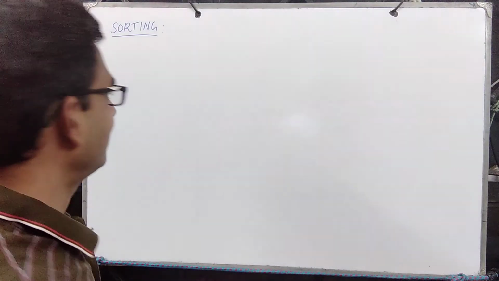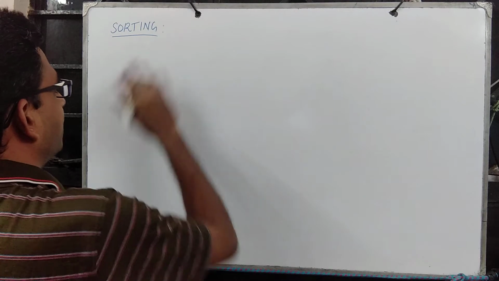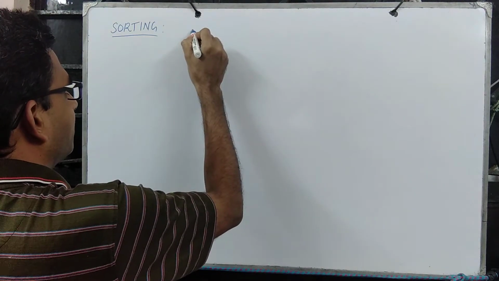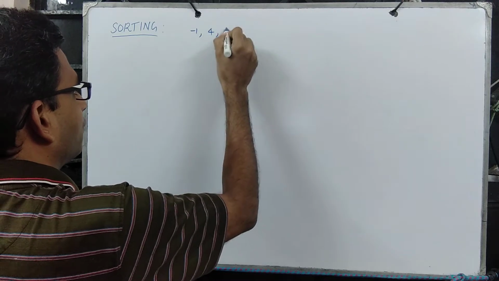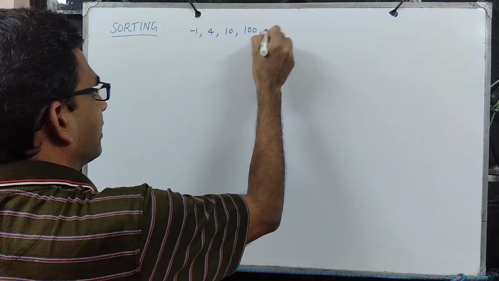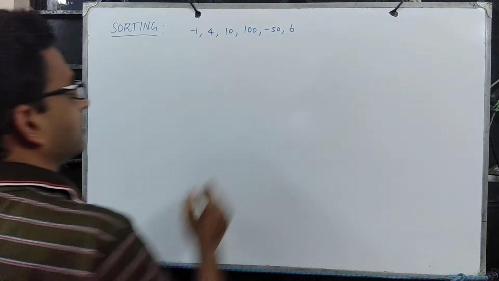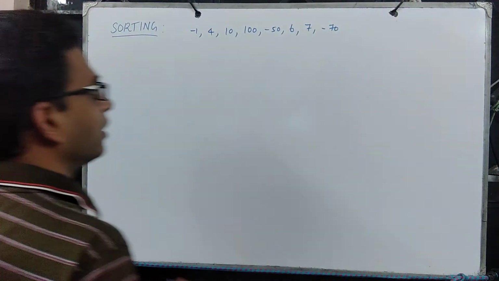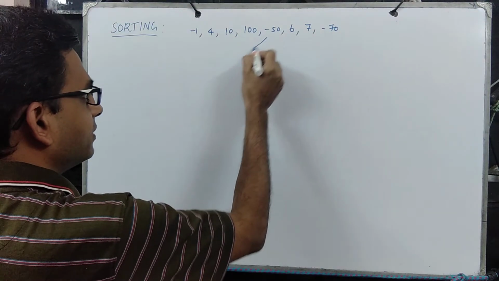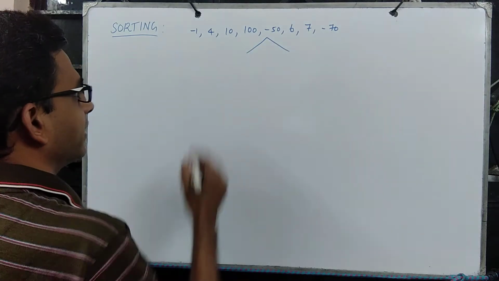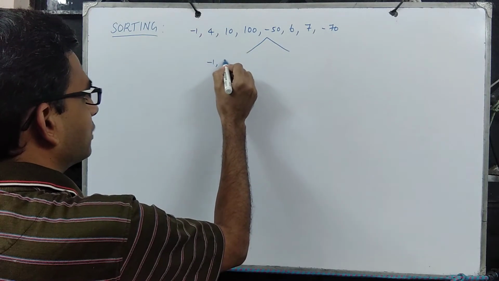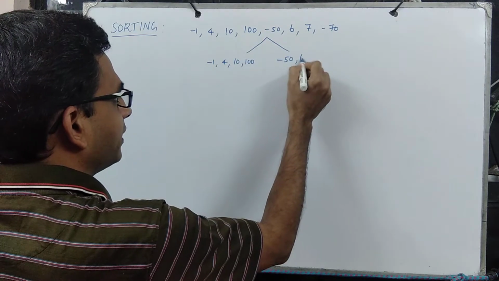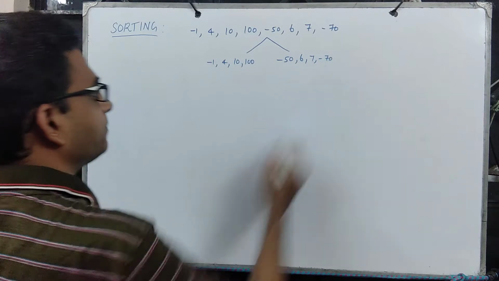We shall discuss yet another algorithm for sorting. So the idea is this. Suppose you have elements like minus 1, 4, 10, 100, minus 50, 6, and then say 7 and minus 70. What we do is split this into two subarrays. On one side minus 1, 4, 10, 100. On the other side minus 50, 6, 7 and minus 70.